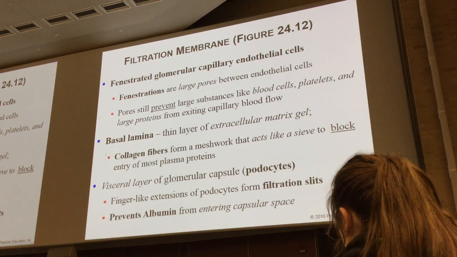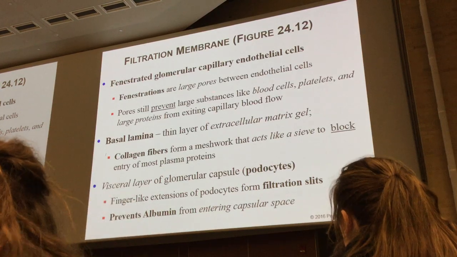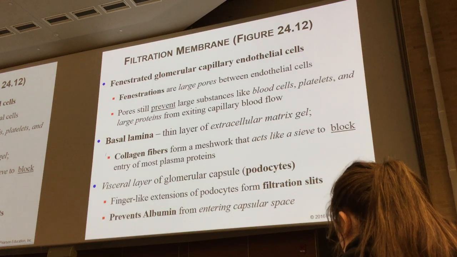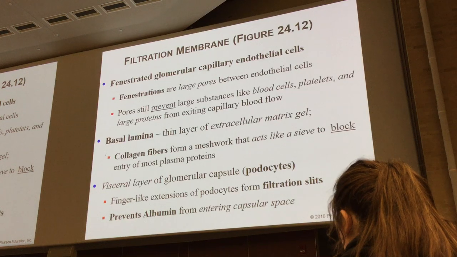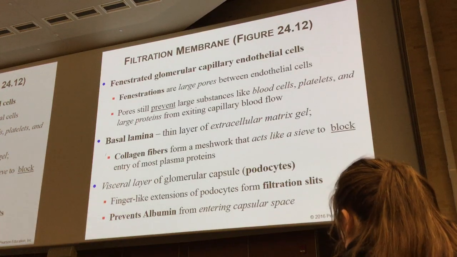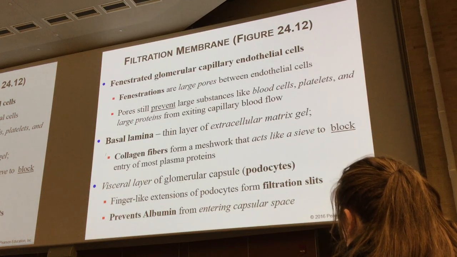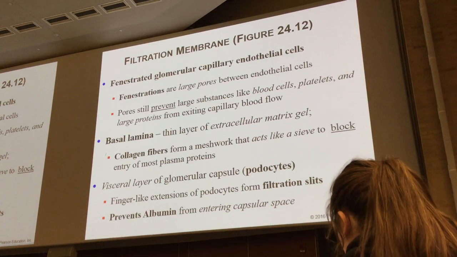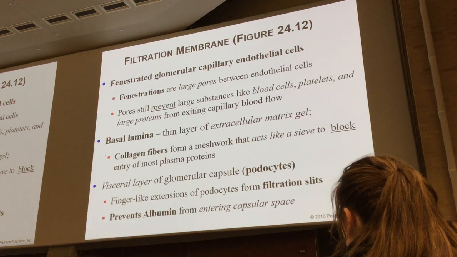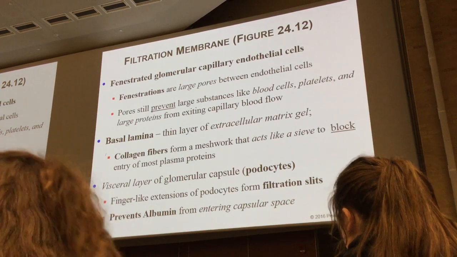Then after that, because we're trying to do blood to tubule, we pass through the extracellular matrix. The extracellular matrix is a gel, and it has collagen fibers to act as a sieve. What does that mean? Strainer, yeah, that's exactly right. A fine mesh strainer for things passing through. Okay, collagen fibers. So if a plasma protein got through a fenestration, it can't get through that.